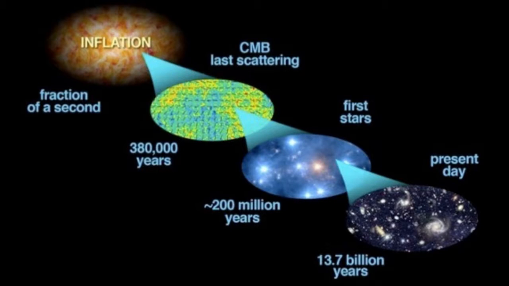Now, in this diagram, it's a very simple diagram, but I think it's a good way to get the point across before we start talking about more details. So, this diagram shows the inflation era, which was this time in the universe where it went from the size of a proton to about the size of a baseball, which is incredible.